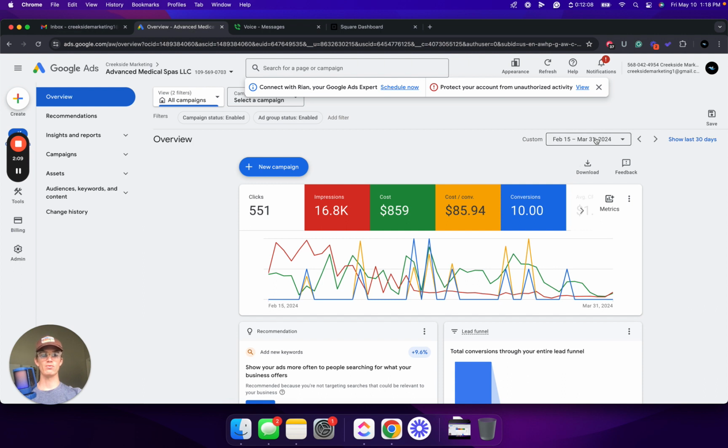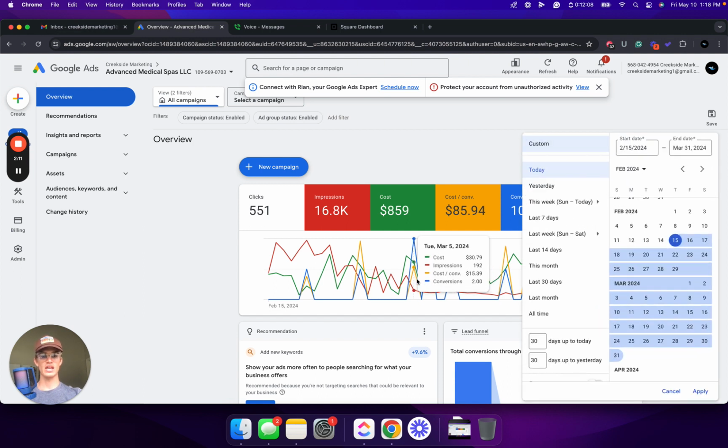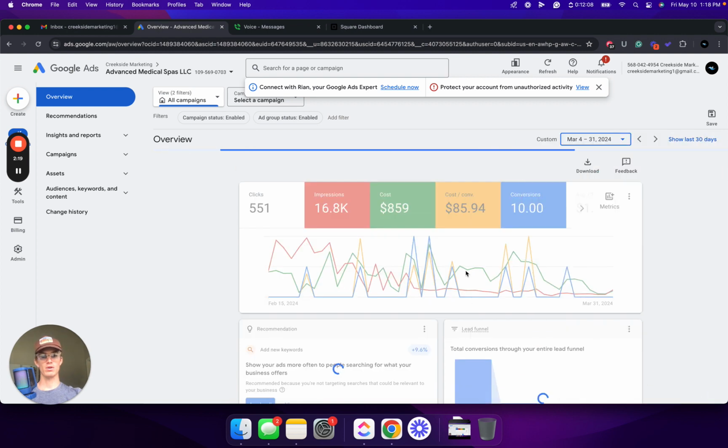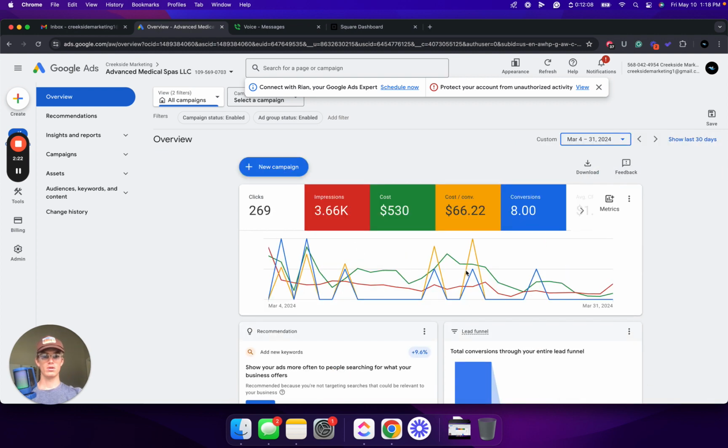So I bet you if we go in and adjust the date to start on March 4th, we will see that the cost per conversion dropped drastically over that period. And drastically may not be the right word, but it did drop by about $20. And so there's probably a trend that started around there and continued to improve as we go along.